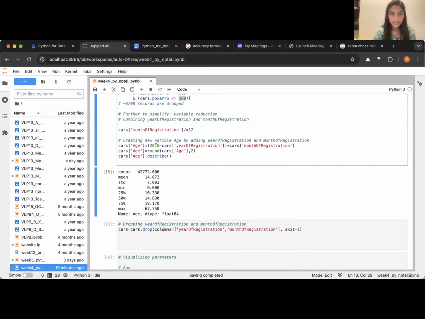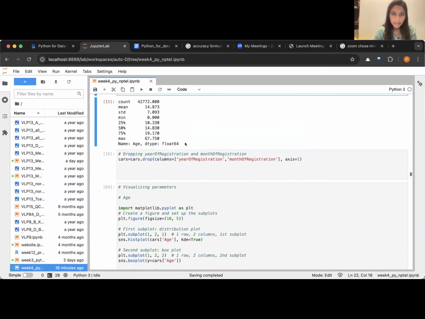And here, basically the year of registration doesn't matter. What matters is how long it has been since the year of registration. So how do you calculate that? You just subtract the year of registration from the current year. That will tell you the age of the car. So that's what we need, and that's what they're doing here.